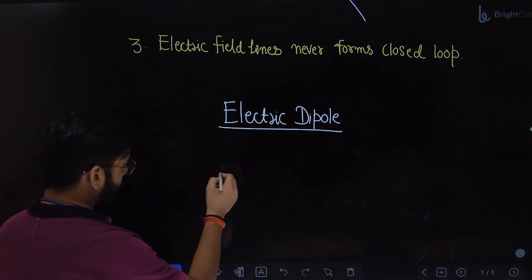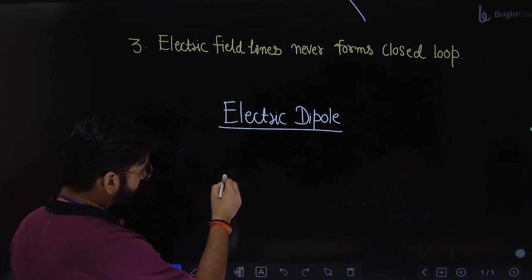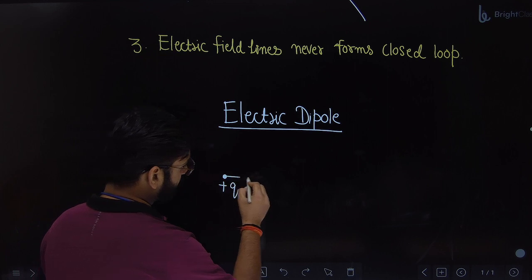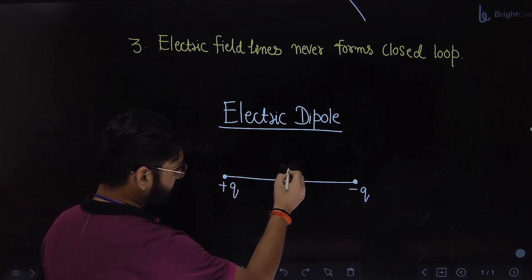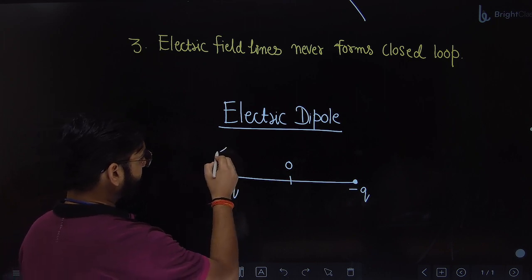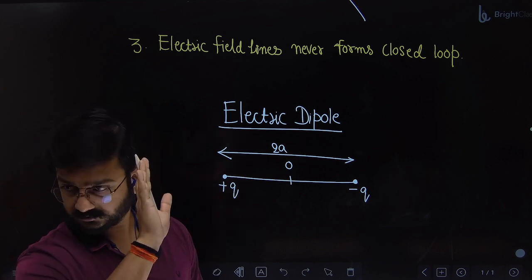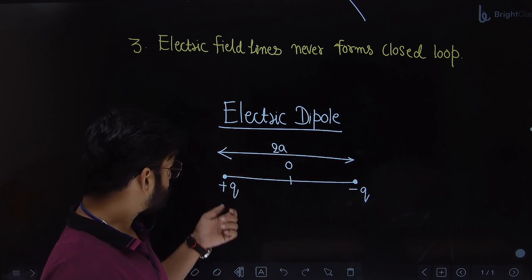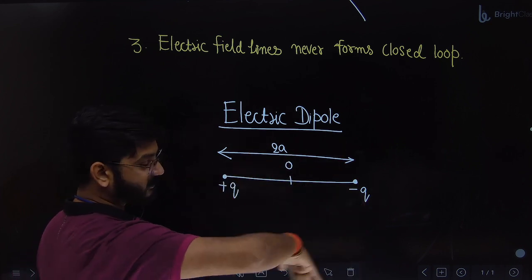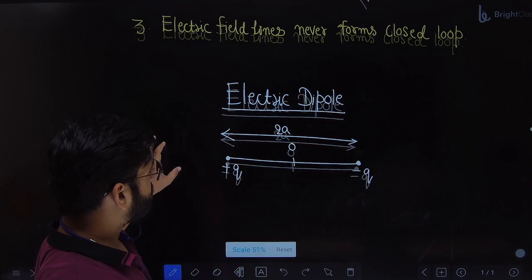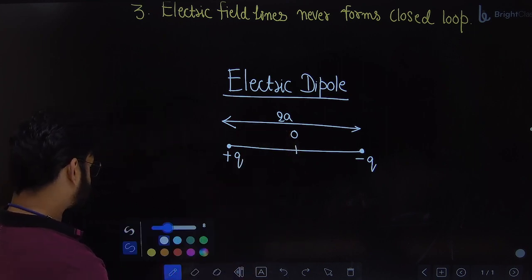What is an electric dipole? When we have two equal and opposite point charges. Point means small charge. If I have plus Q and minus Q, so we have two point charges. This is the center of the dipole, O. Separated by a distance, I am taking 2A. You can take A also, you can take 4A also. That doesn't make any difference. So two point charges, which are equal and opposite, separated by a small distance. This whole system is called an electric dipole.